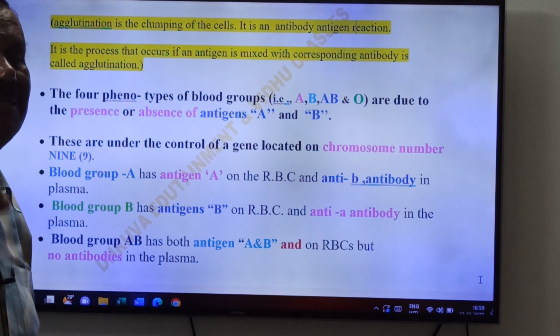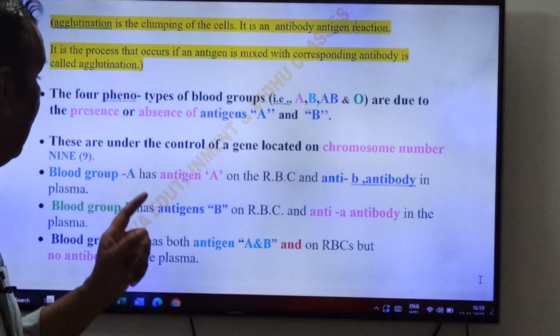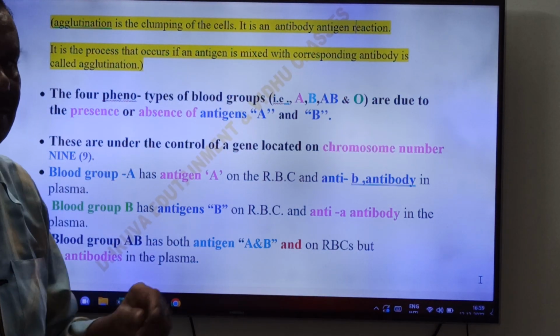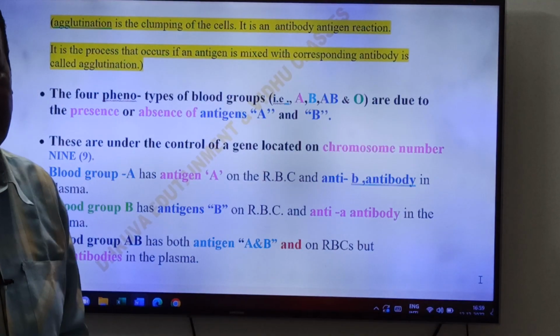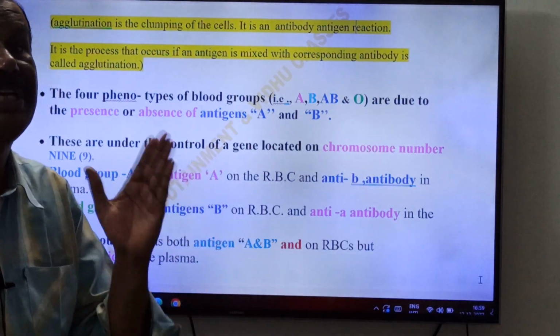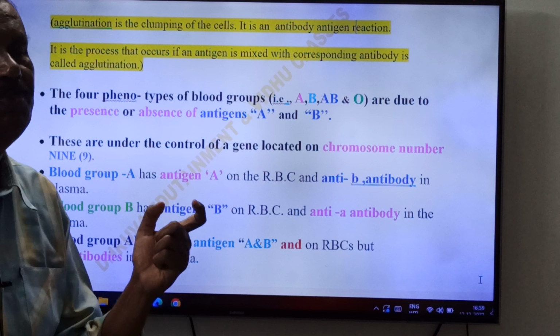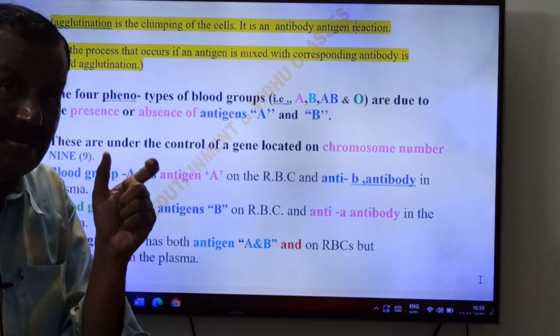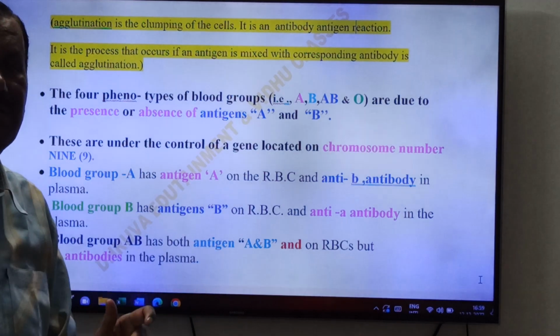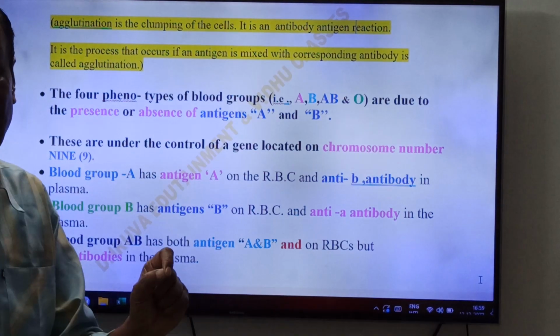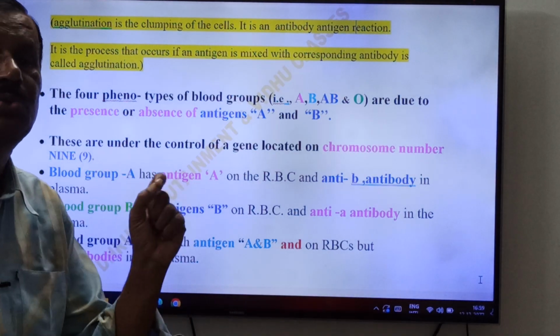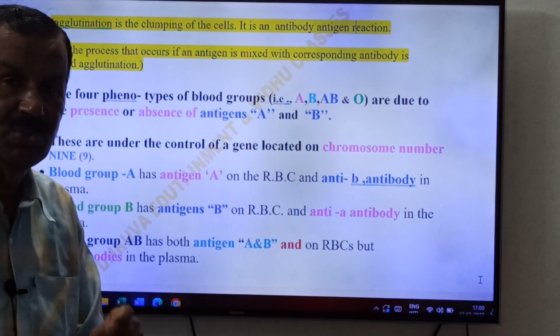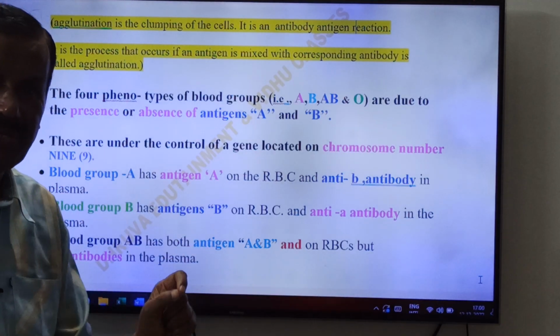That is an autosomal gene, friends. The formation of these antigens is under the control of a gene. So the blood group gene, the ABO blood group gene, friends, not Rh, is present on chromosome number 9. So it is an autosomal gene. On which chromosome, friends?